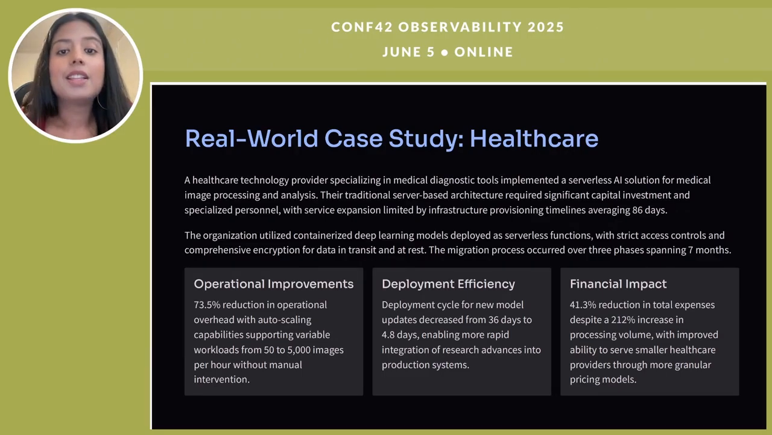Deployment efficiency. The deployment cycle for a new model update plummeted from 36 days to just 4.8 days. This allowed them to rapidly integrate research advances into their production system. Financial impact. They achieved a 41.3% reduction in total expenses, despite a 212% increase in the processing volume. Imagine that number. Furthermore, the granular pricing models of serverless allowed them to better serve smaller healthcare providers. Again, we are seeing serverless AI delivering significant improvement in efficiency, speed, cost, even while handling increased demands.